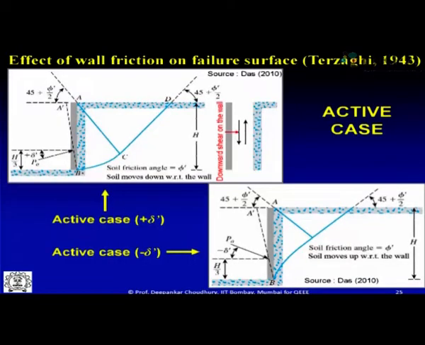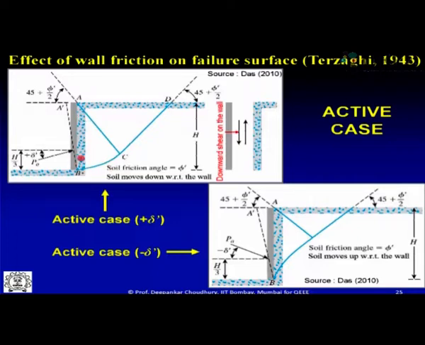Now you can see the concept of wall friction angle, whether it is positive or not, how it works and what phenomenon happens between the soil and wall when friction is present. That has been well explained by Terzaghi, the effect of wall friction angle on the failure surface. Now how? Let us see here.